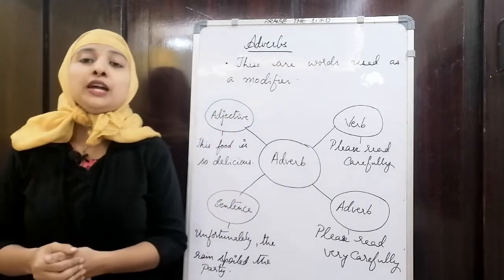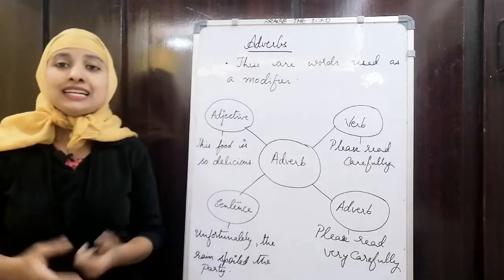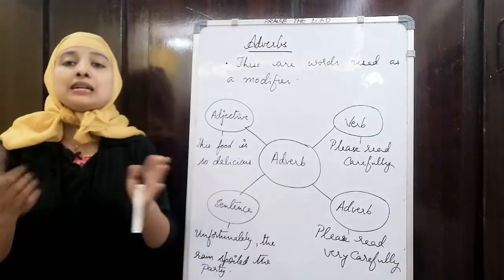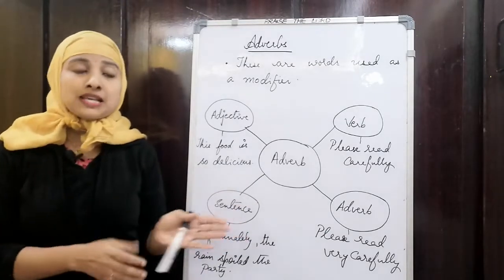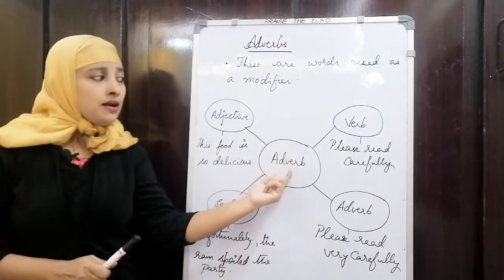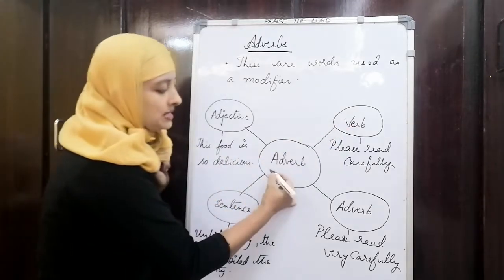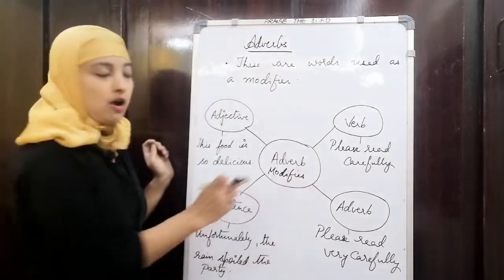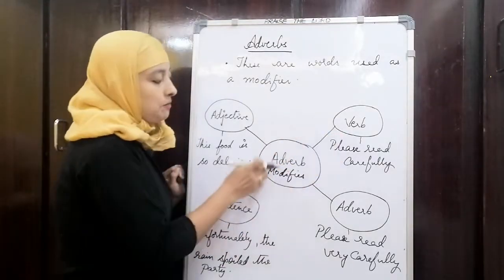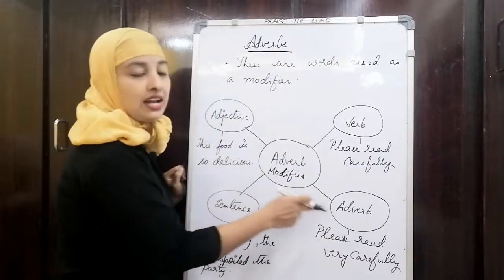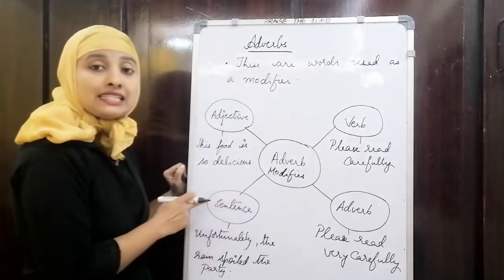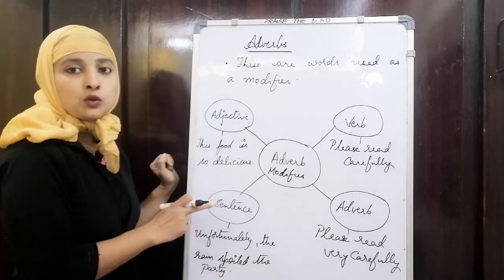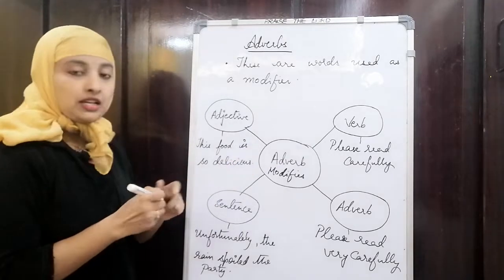What exactly do they modify? Generally we have seen that adverbs modify verbs. But apart from verbs, what else does an adverb modify? An adverb modifies a verb, it modifies an adjective, it modifies an adverb, and in some cases it even modifies a sentence. So how does it do that? With an example we can see.